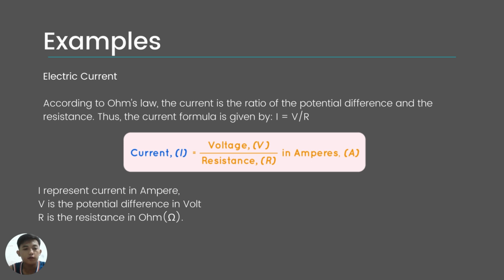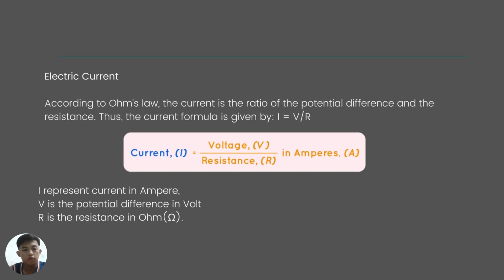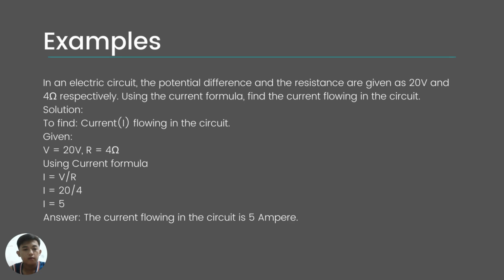Example of electric current. According to Ohm's law, the current is the ratio of the potential difference to the resistance. Thus, the current formula is given by I equals V over R. I serves as the current, V is the potential difference in volts, R is the resistance in ohms. This is an example of electric current.